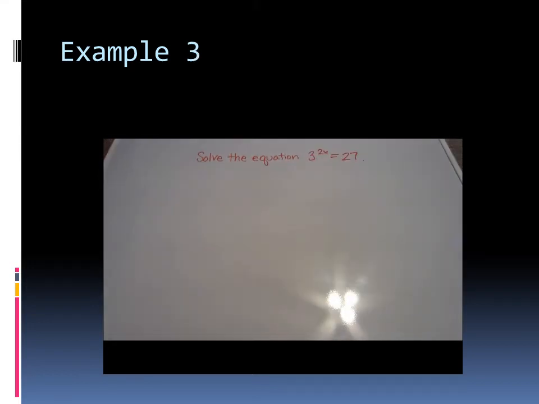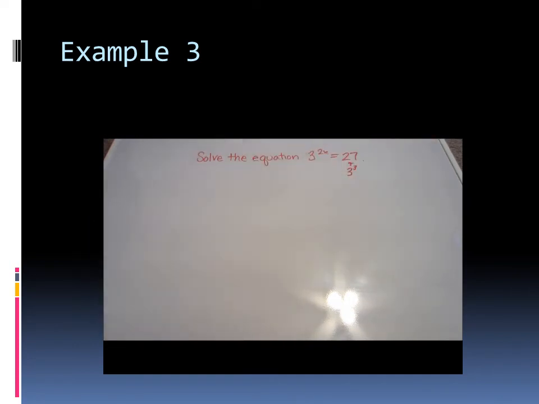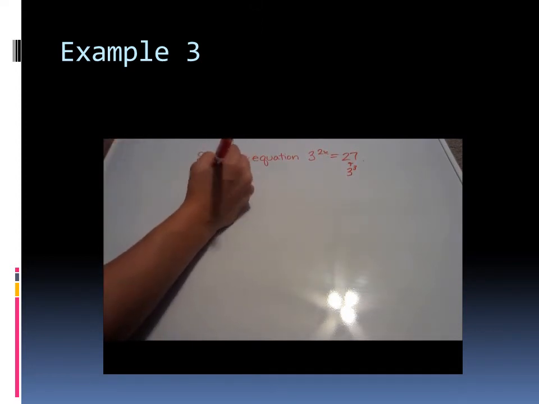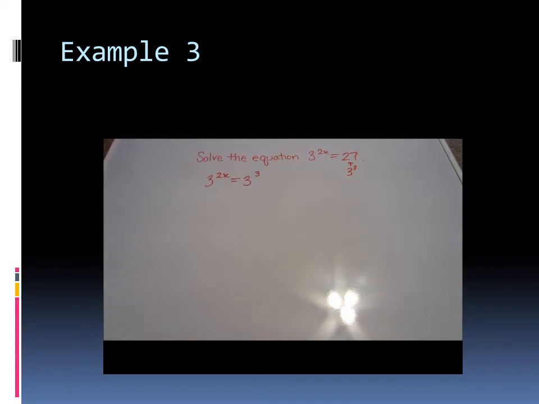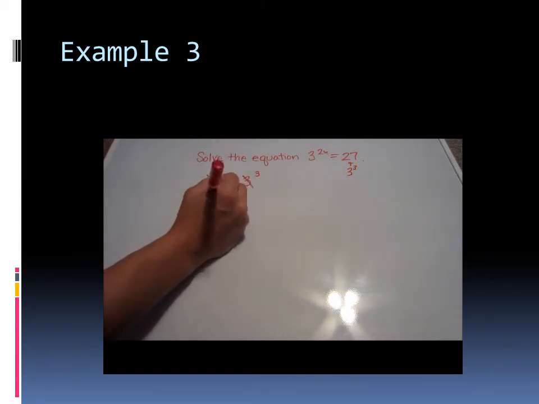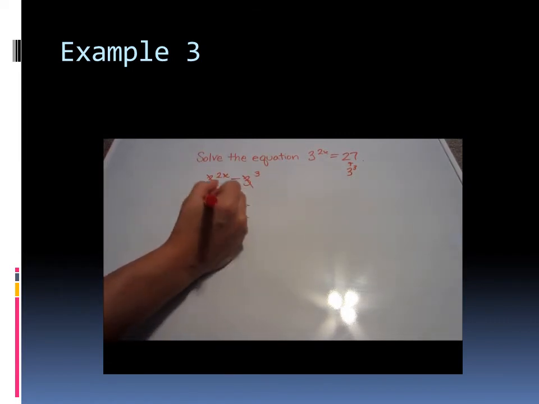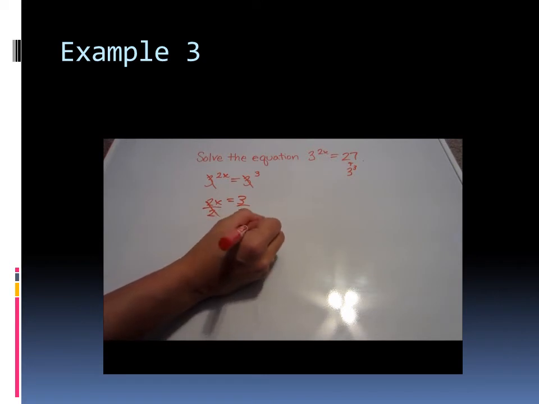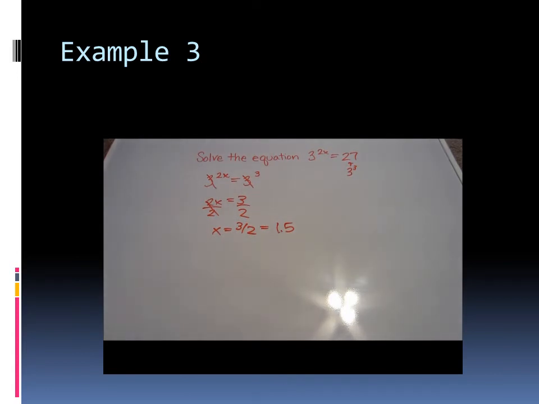Now let's do the equation 3 to the 2x is equal to 27. 27 is the same as 3 to the third power, so we can go ahead and replace that. We can make these the same base using our first technique. So we'll have 3 to the 2x is equal to 3 to the third, because they're the same. Now we can get rid of our base and set 2x equal to 3 and divide both sides by 2, which gives us x equal to 3/2, or 1.5 if you'd like to write it as a decimal.